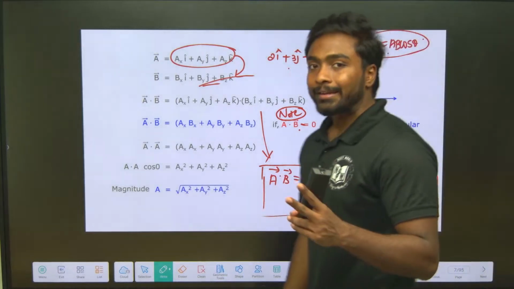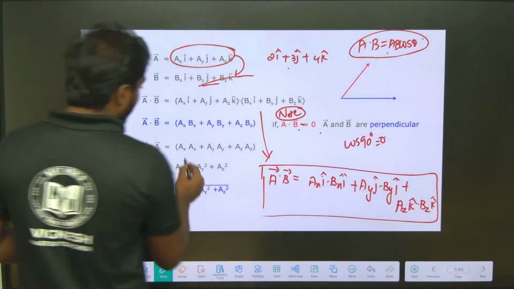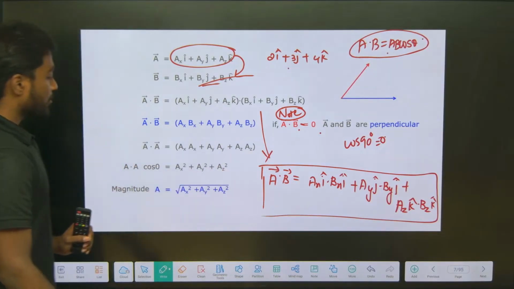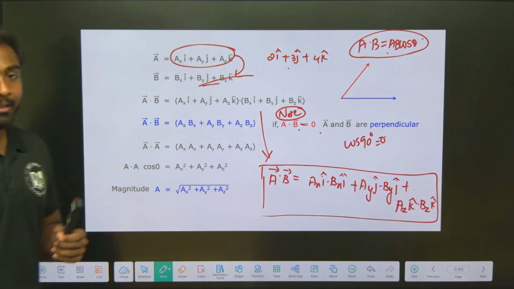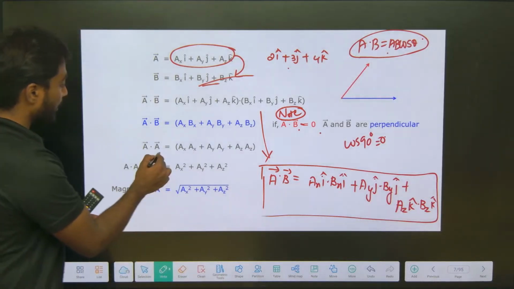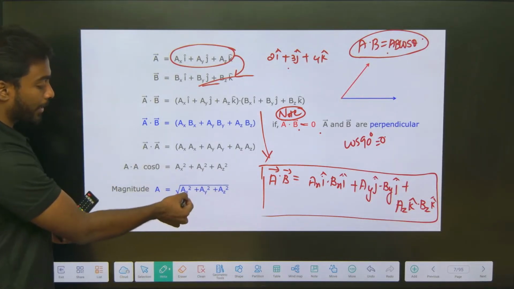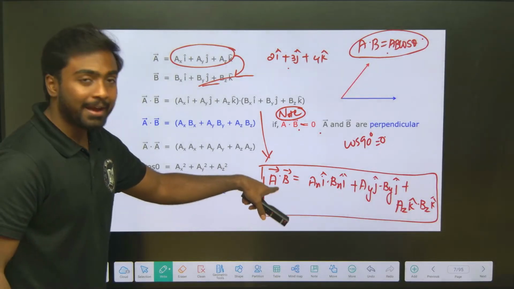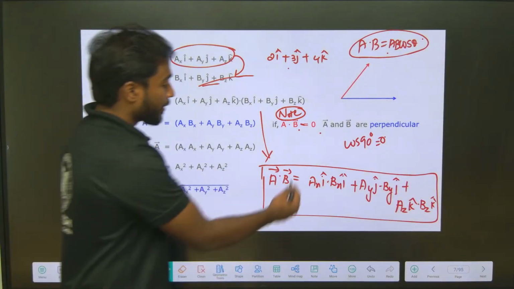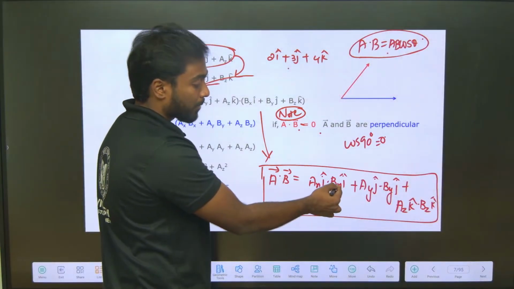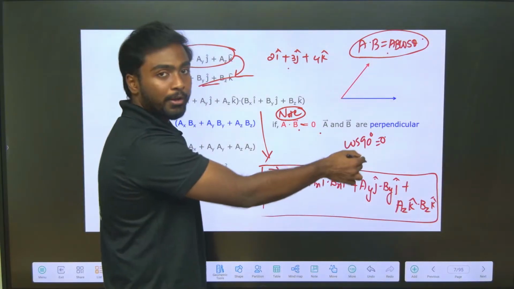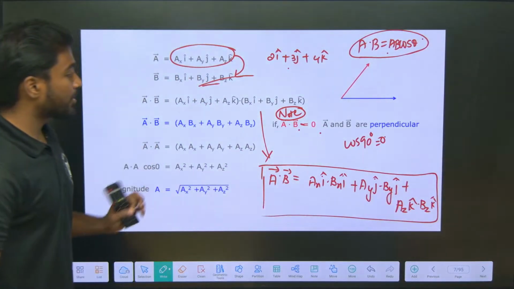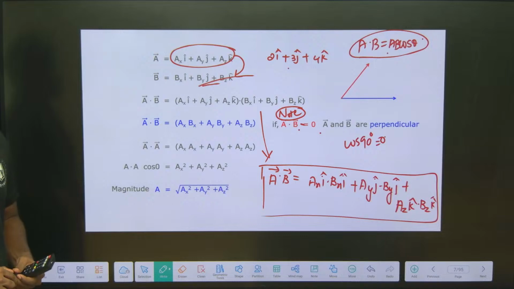Now, if two vectors are equal, what is the thing? ax plus ay plus az, right? So, if they are asking the magnitude of this vector, I can take root over ax square plus ay square plus az square. And if they are asking what is the magnitude of ab, I can take the root over ax i cap dot bx i cap whole square, and similarly for j and k. Okay, this is about the problem solving techniques.